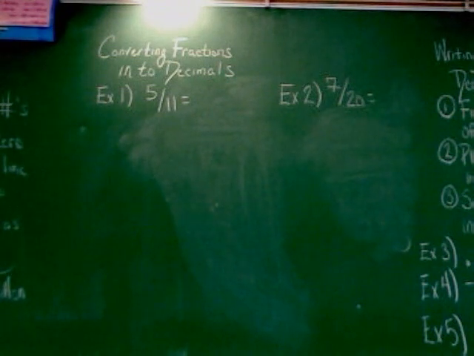We're asked to turn 5/11ths into a decimal. You've done this before. You don't like it. When we're turning a fraction into a decimal, that's when we do long division. You've got to divide the numerator by the denominator.